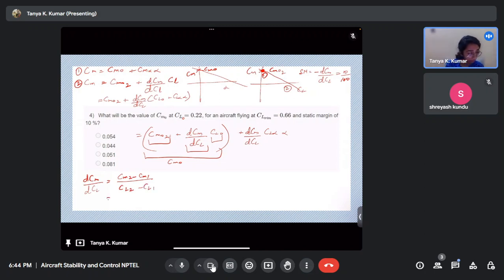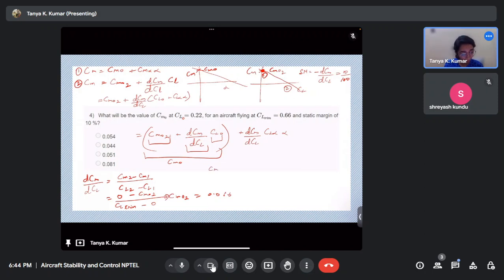So that is Cm2. The Cm at 0.2 is 0, minus Cm at 0.1 is Cm naught 2. Cl at 0.2 is Cl trim, which is given in the question, minus Cl at 0.1 is 0. So from this equation, if you rearrange, you get Cm naught 2 would be dCm by dCl. You just calculate this value and you get 0.066. Okay, so then you plug it into this equation.